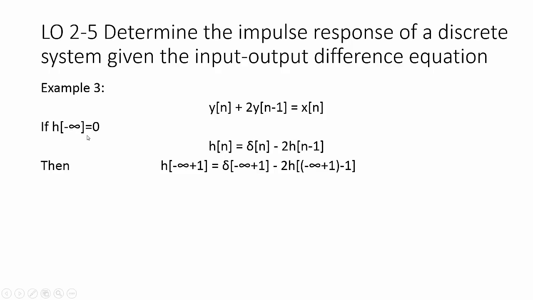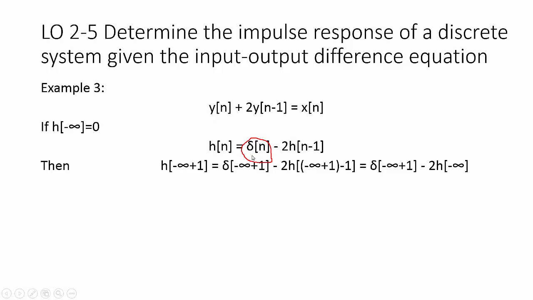We know that h of negative infinity is 0. So let's see what happens at the next instance in time, h of negative infinity plus 1. Substituting in n is negative infinity plus 1, we get that h of negative infinity plus 1 is delta of negative infinity plus 1, minus 2 h of negative infinity plus 1 minus 1. A little bit of algebra, that's our h of negative infinity. We know what its value is.